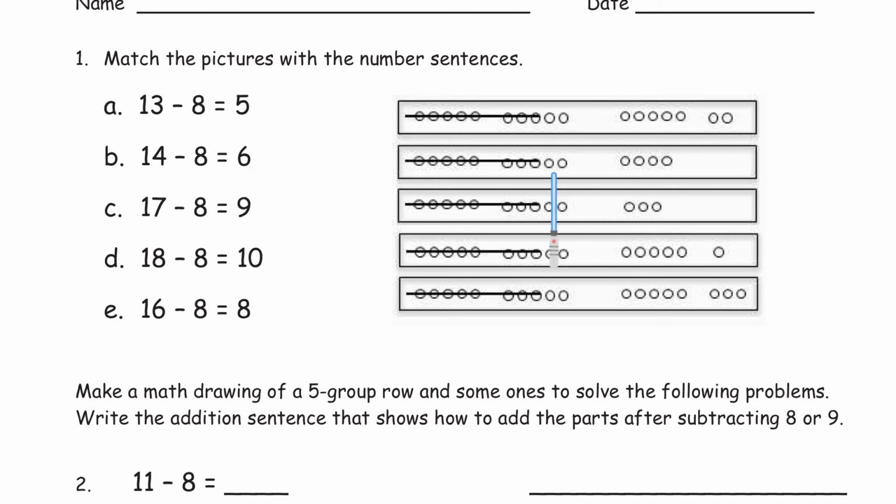Let's see, no. 4, 5, 6, no. Oh, here we go. 2, 3, 4, 5. So this one right here, let me double check that. We have 5, 10, 11, 12, 13. Yep, that matches up. So we had 13 minus 8. There it is. 13, and then 8 are crossed out. And there's 5 left over. So I'm going to draw a line now from 13 minus 8 to 13 minus 8 equals 5.